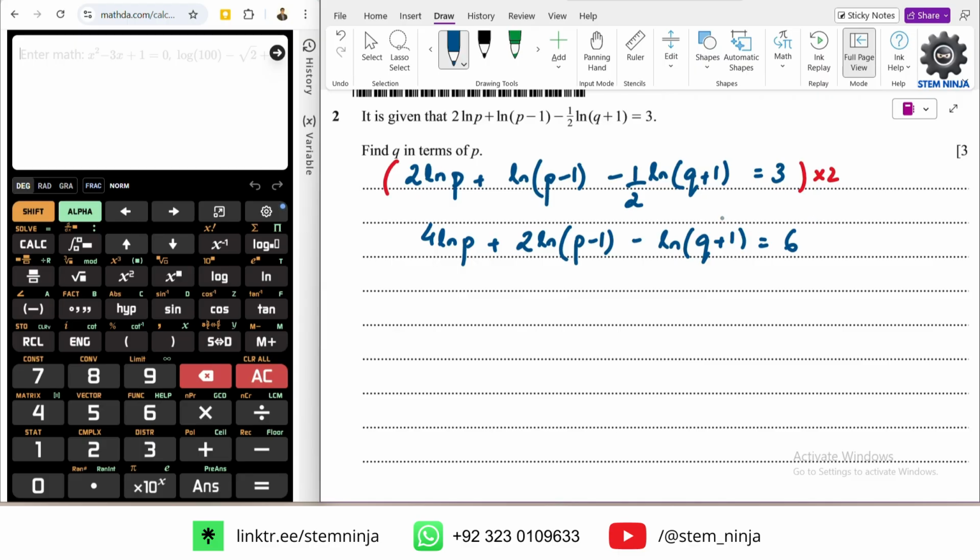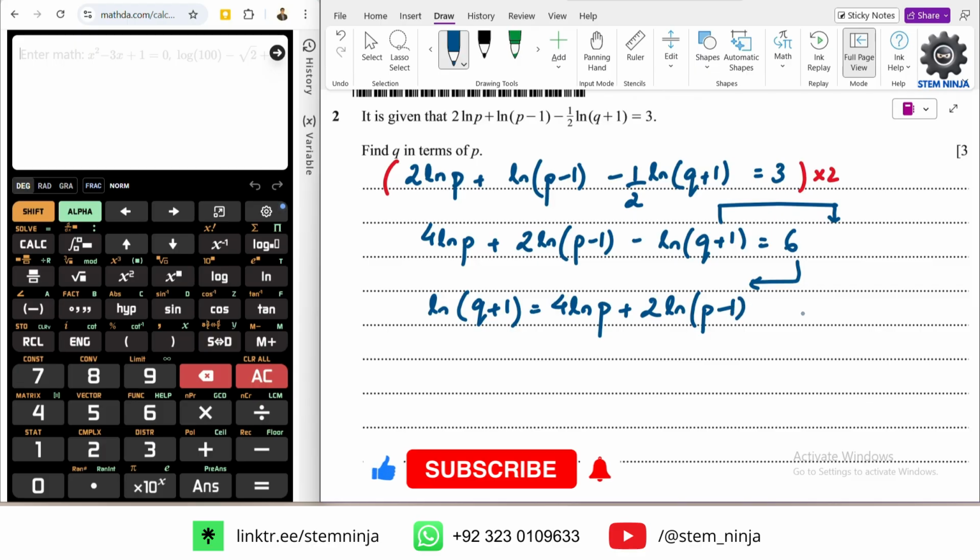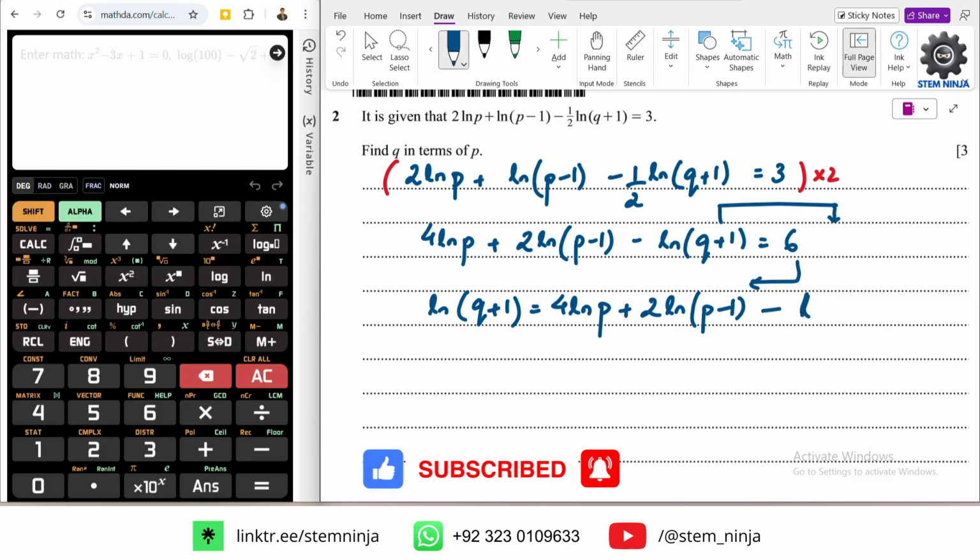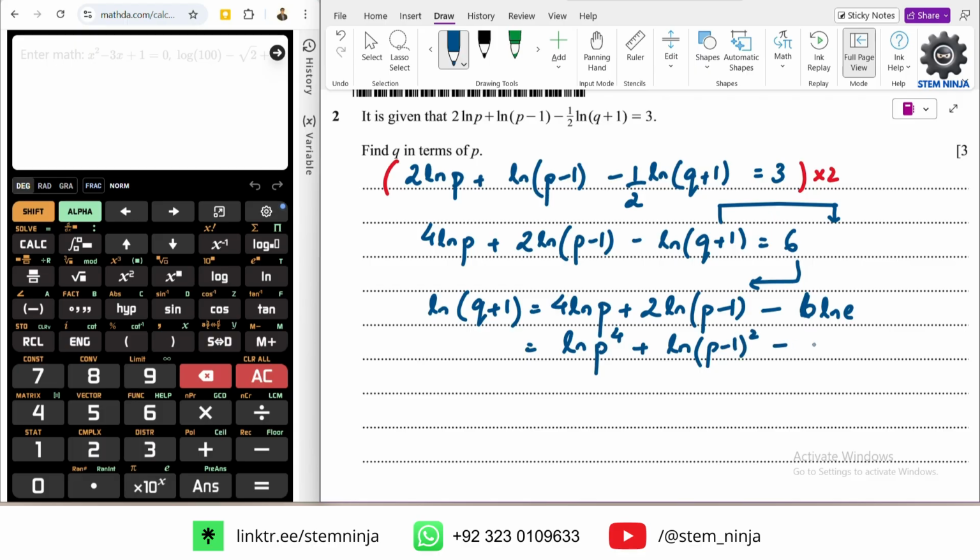Take ln(q plus 1) to the other side, and the 6 can become 6 ln e, right? So this would become ln(q plus 1) equals 4 ln p plus 2 ln(p minus 1) minus 6 ln e. Now we take care of the powers. This becomes ln p raised to power 4 plus ln (p minus 1) squared minus ln e raised to power 6.